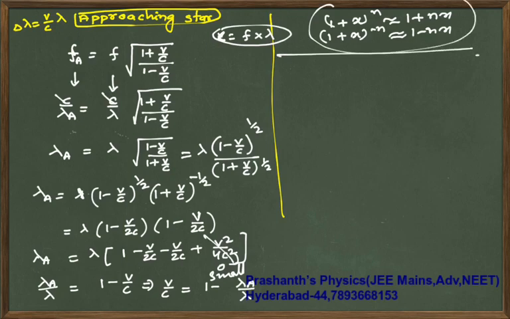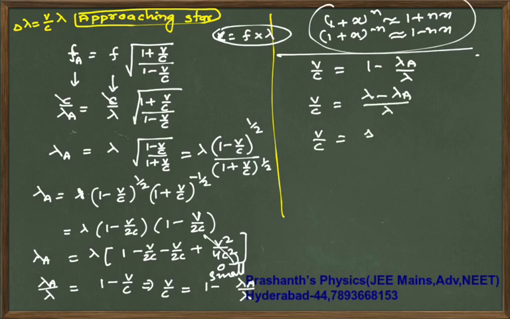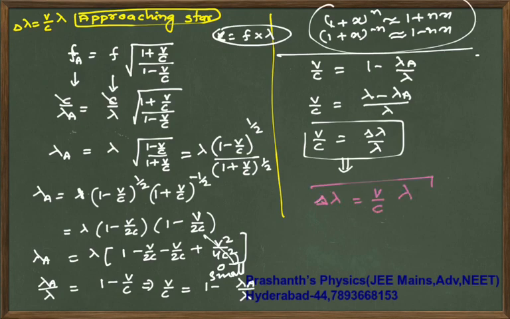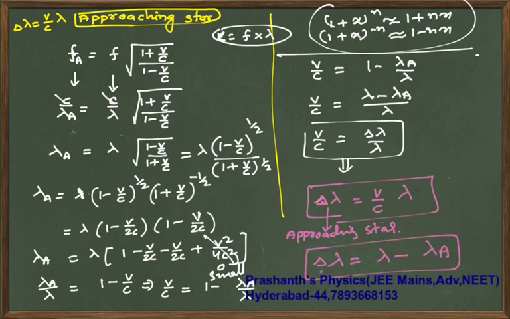Now continuing this step, v by c is how much are we getting? 1 minus lambda a by lambda. v by c is (lambda minus lambda a) by lambda. So v by c is delta lambda by lambda. Rearranging this, the Doppler shift formula from here is delta lambda is equal to v by c into lambda. Here, in the case of an approaching star, your delta lambda is lambda minus lambda a. So this is your Doppler shift.